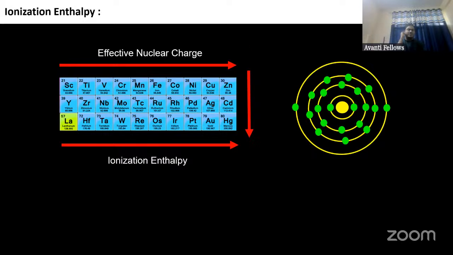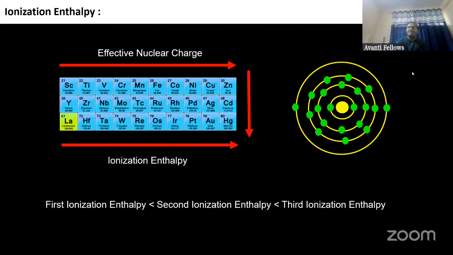So, let's see some important properties. Whenever you move from left to right in the periodic table, the effective nuclear charge increases, right? What increases, beta? Effective nuclear charge. So we can say that as the effective nuclear charge increases, ionization enthalpy also increases. Whenever you move from scandium to zinc, or from Y to cadmium, or lanthanum to mercury, the nuclear charge increases. As a result, ionization enthalpy also increases.